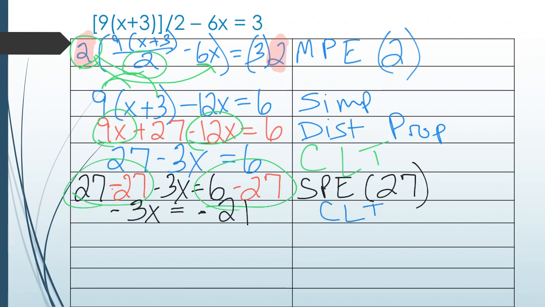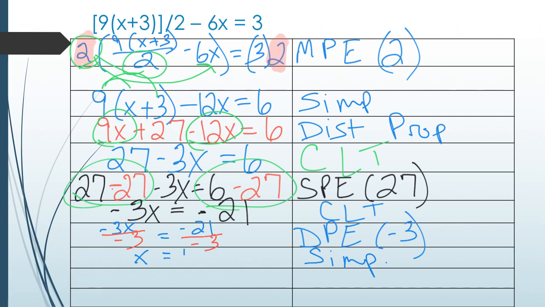My next line, I'm going to use my division property of equality. I'm going to divide both sides by negative 3 because the negative 3 is over there multiplying with my variable right there, and I need to get rid of it. So I have negative 3x divided by negative 3 equals negative 21 divided by negative 3. When I combine those like terms or simplify, I end up with x, because negative 3 divided by negative 3 is 1, equals positive 7.